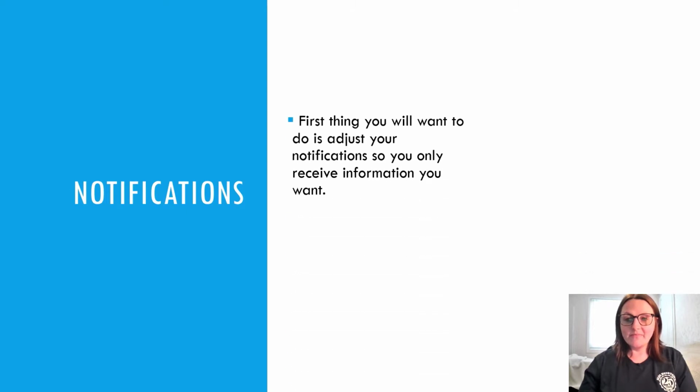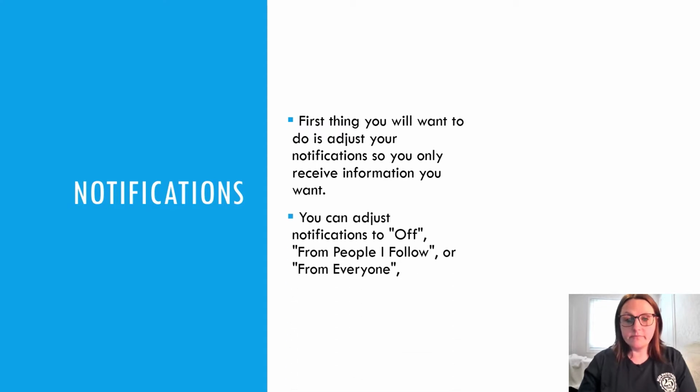Notifications. The first thing you will want to do is adjust your notifications so you receive only the information that you want to. You can adjust your notifications to off, from people I follow, or from everyone. So this is where you'd want to do this, because Instagram will send you notifications for everything unless you shut some things off. So you might be getting a ton of text messages or emails from them. So this is a way to be able to just get what you want from them.